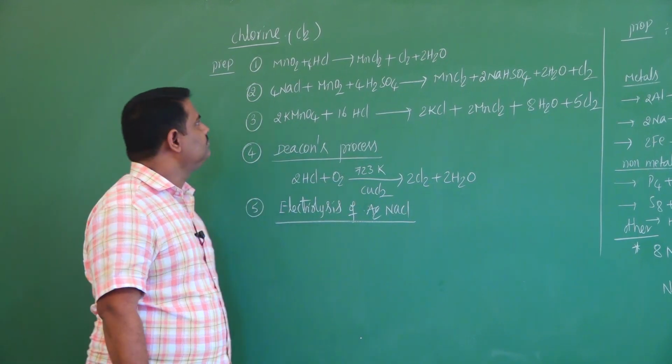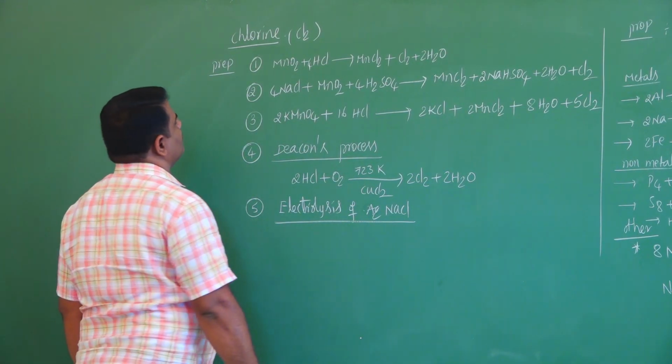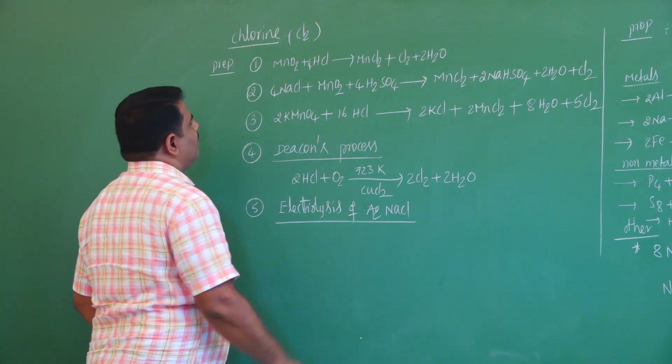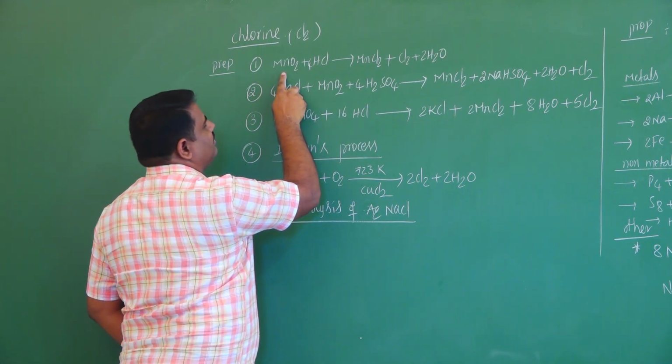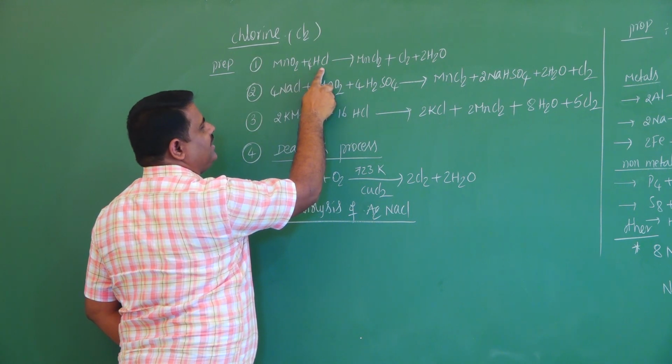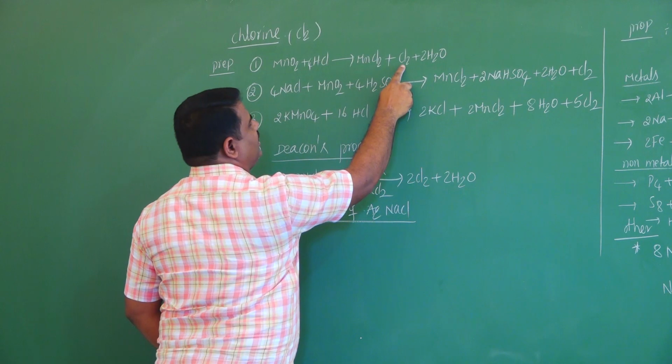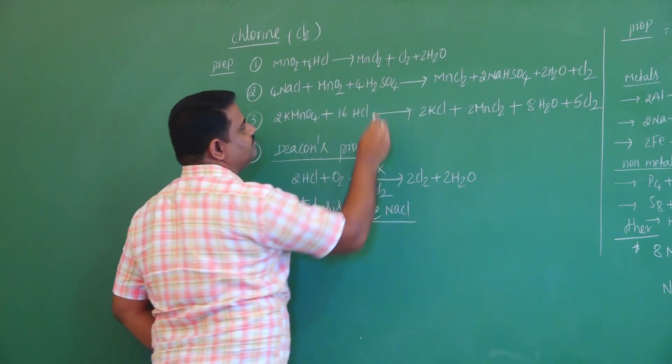Chlorine. So first, preparation of chlorine. When manganese dioxide reacts with hydrochloric acid, it gives manganese chloride, chlorine and water.